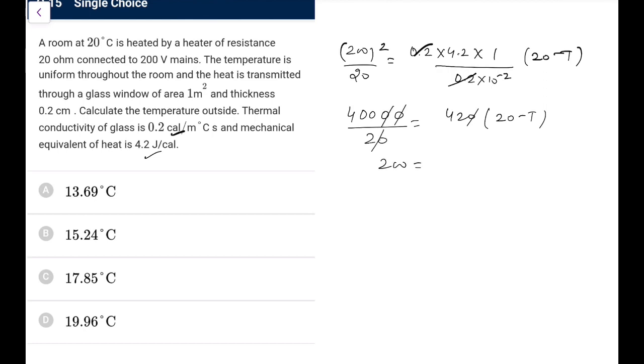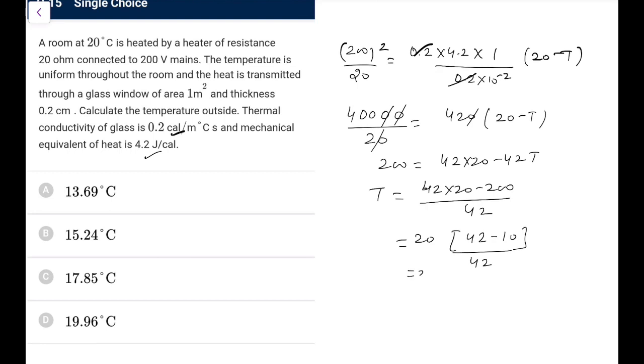So this 0.2 goes, it is 420, 20 minus T, 0 goes, 0 goes, 0 goes. So it is 200 is equal to 42 into 20 minus 42T. So T would be 42 into 20 minus 200 over 42. I'll take 20 common, it would be 42 minus 10 over 42. So it is 20 into 32 by 42, so this is 10, this is 21, this is 320 by 21. You can make out how much it would be. It would be 15 point something, that is for sure.